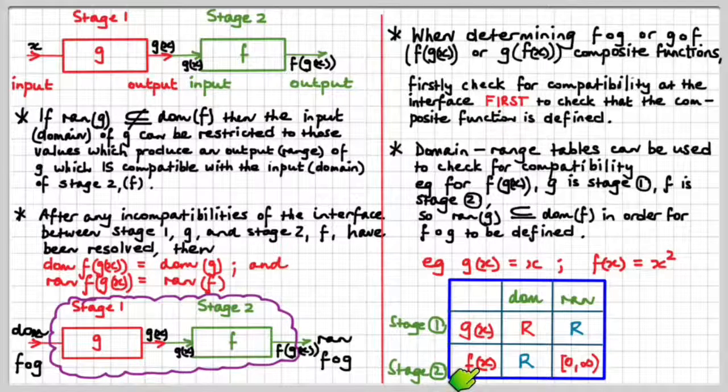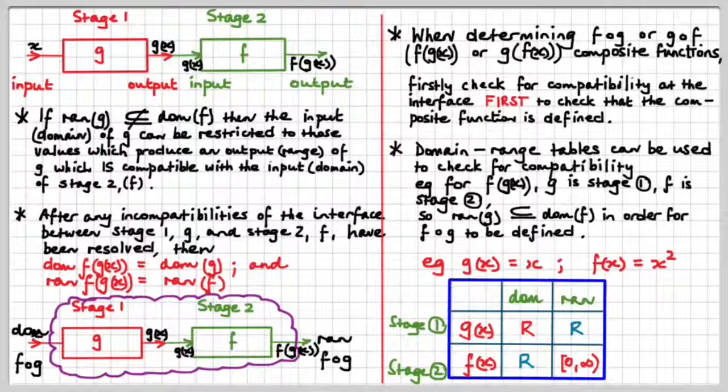For stage 2, which is f of x on its own, without any influence from stage 1, its domain, with f of x equals x squared, would be all real numbers, yeah? And the output or the range of f of x all by itself, without any influence from g of x, would be from 0, including 0, up to infinity.